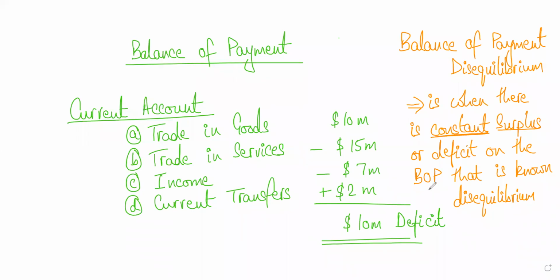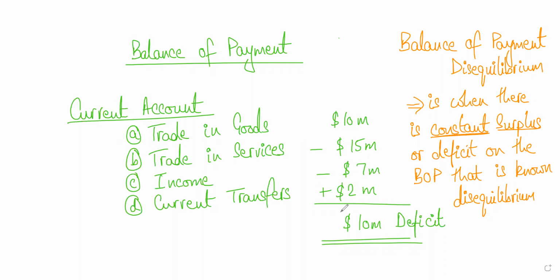Now think about this. If a country is constantly having a surplus on the current account, which means that this value will be positive, or if a country is constantly having a deficit, which means that outflows are always higher than inflows, then that is what a disequilibrium is, right?